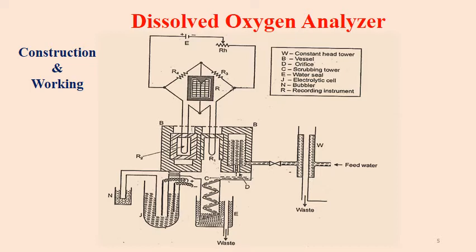Any oxygen in the water will be liberated in the scrubbing tower, resulting in a hydrogen oxygen mixture which will affect the thermal conductivity of R1. This unbalances the Wheatstone bridge and causes a recording on the recording instrument. By this way, you can measure the amount of oxygen present in the water.